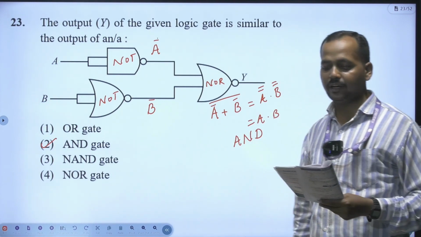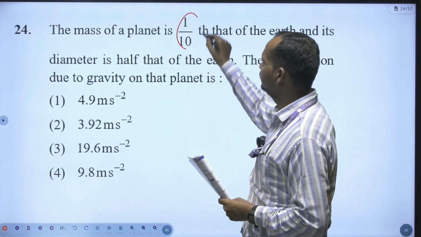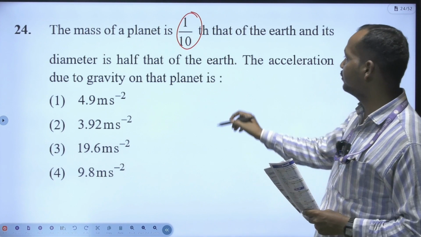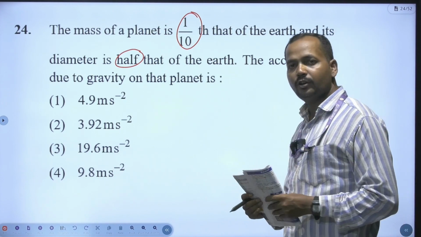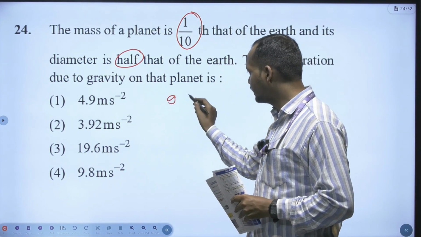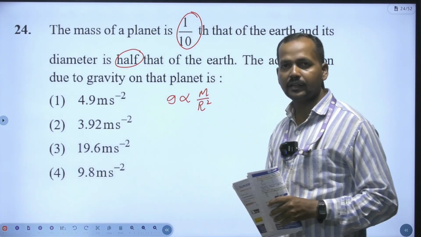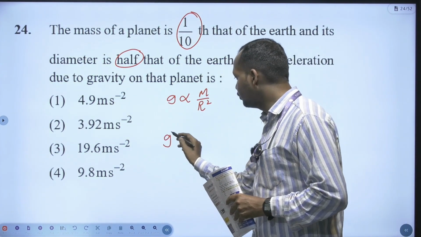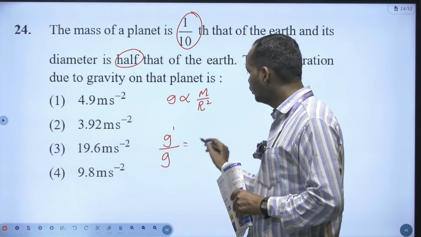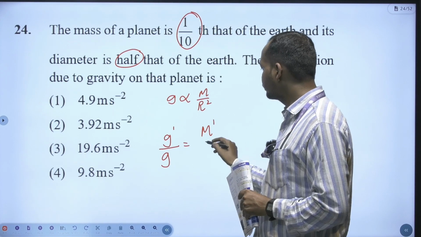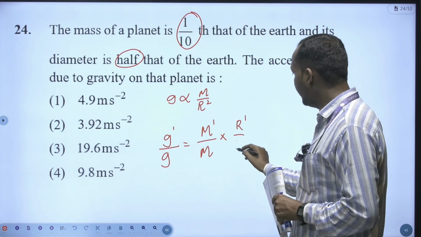Next, question number 24. The mass of a planet is 1/10 of that of the Earth and its diameter is half of the Earth's. They are asking for the acceleration due to gravity on that planet. Here we know that acceleration due to gravity is directly proportional to the mass and divided by the square of the radius. Correct guys? Now, if you want the acceleration due to gravity at a certain height or on another planet, G dash upon G is directly proportional to M dash upon M, and inversely proportional to the radius, hence R dash by R whole square.